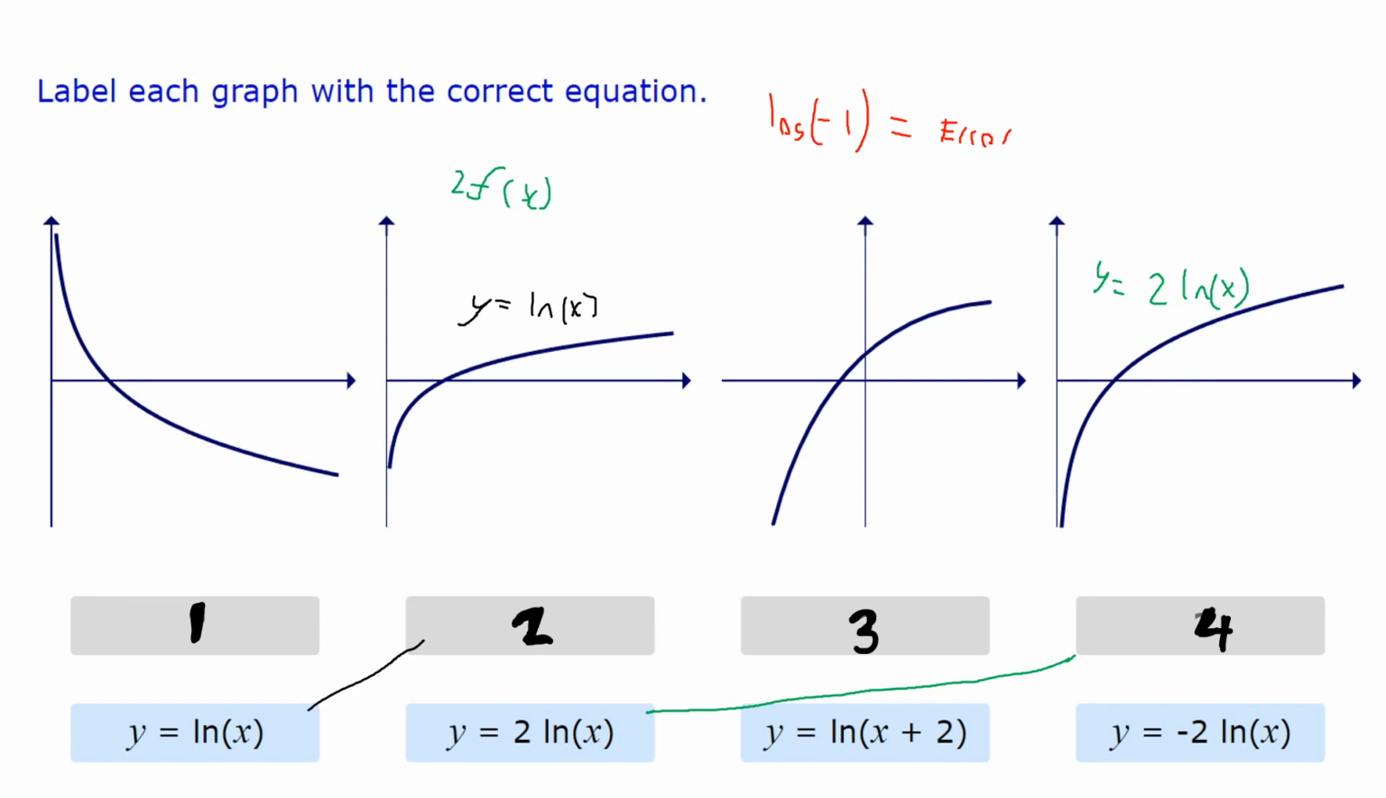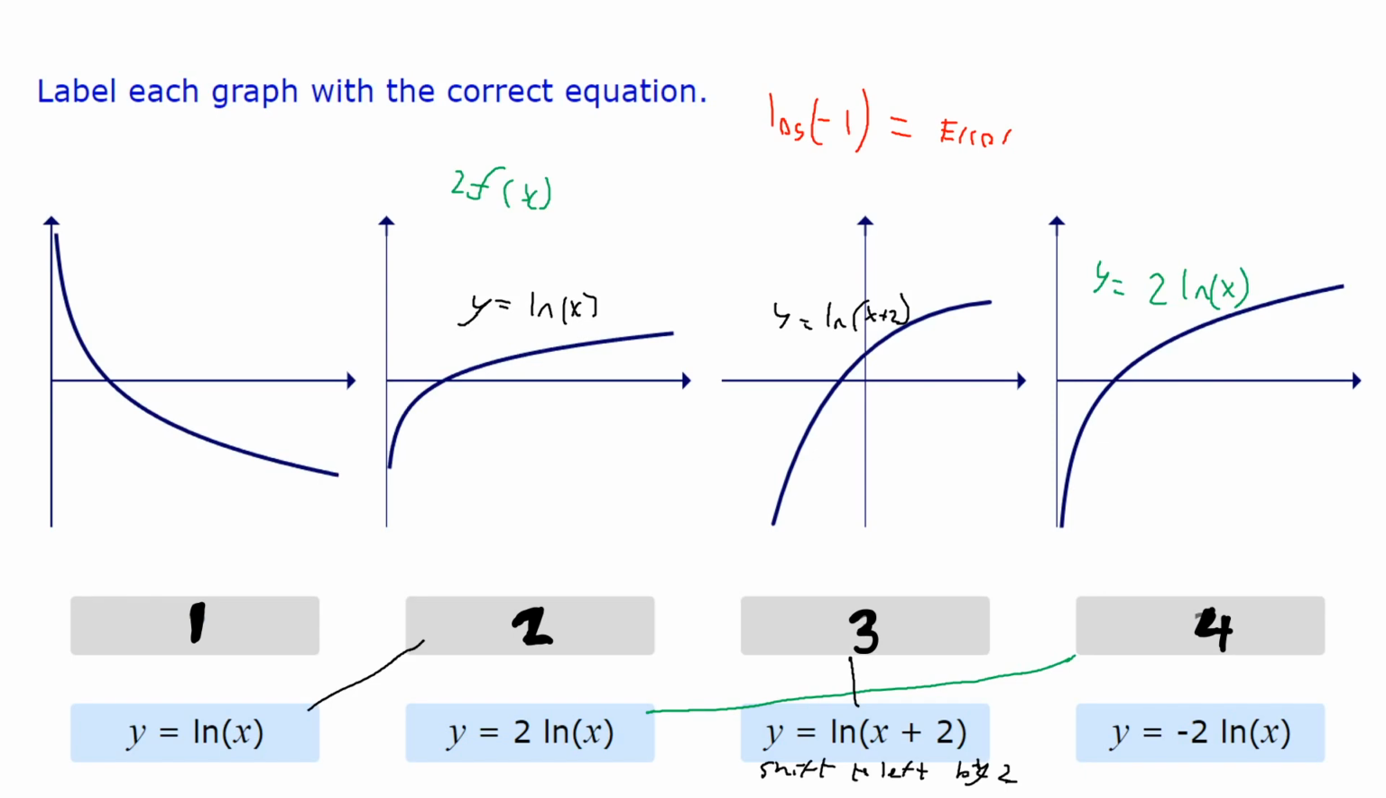Now, let's take a look at these ones. Y equals ln of x plus 2. All we're going to do is shift it to the negative, which is to the left, by 2 points. Which graph does that? Exactly, it's graph number 3, isn't it? Y is equal to ln of x plus 2, okay?